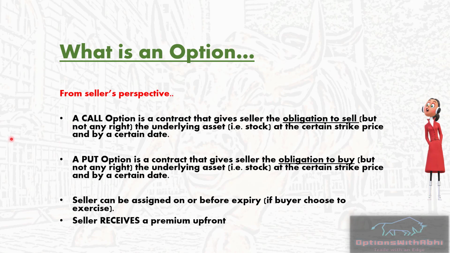So just to conclude, the buyer of a call option has the right to buy, the seller of the call option has the obligation to sell, the buyer pays a premium, the seller receives a premium, and the buyer can exercise on or before expiry, and the seller can be assigned on or before expiry. So that's what I wanted to cover in this lecture.